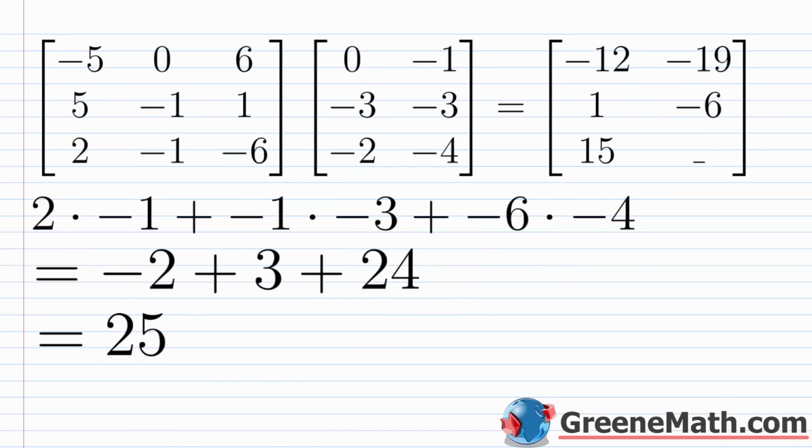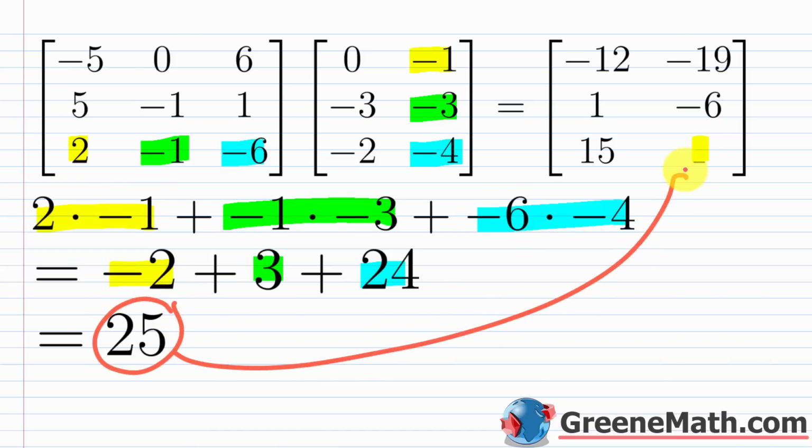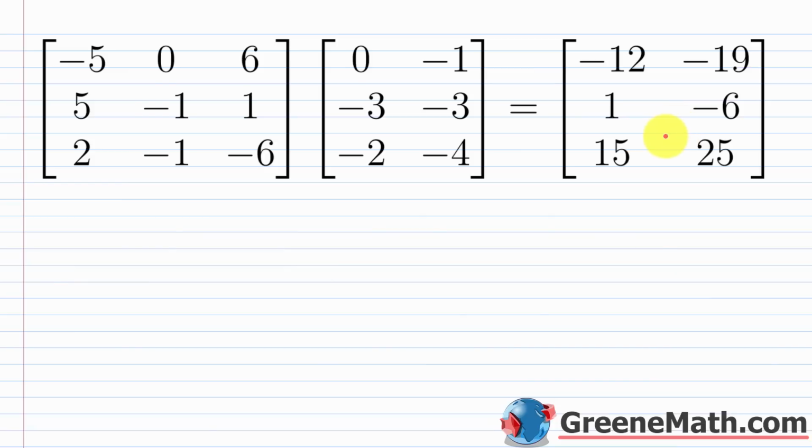Okay, so the last one, this position right here is going to be row 3, column 2. So I want this row and this column. So let's go through and crank this out. Let me just leave this in for reference. So we're going to do 2 times negative 1. So that's going to be negative 2. Slide down. We're going to do negative 1 times negative 3. This right here, that's going to be 3. Slide down. We're going to do negative 6 times negative 4. So this right here, that's going to be 24. So negative 2 plus 3 is 1. 1 plus 24 is 25. So our final position, this guy right here, is going to be 25. Okay, so this is going to be your product matrix AB.